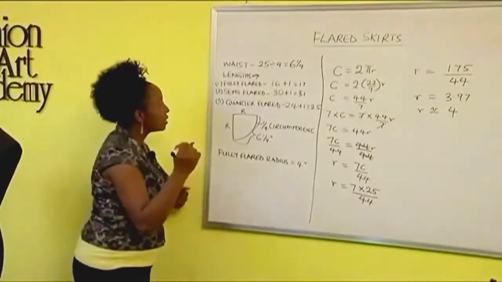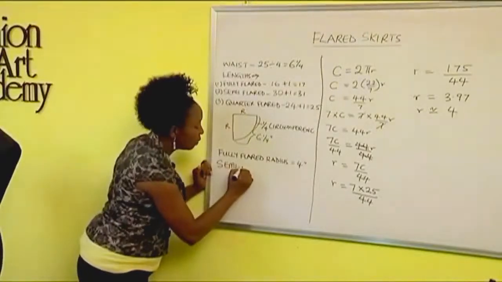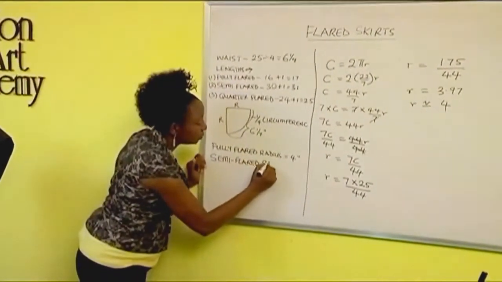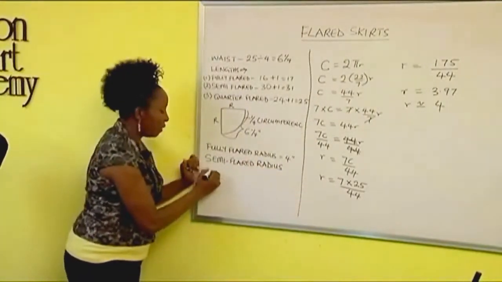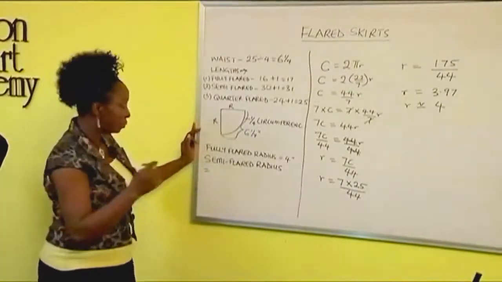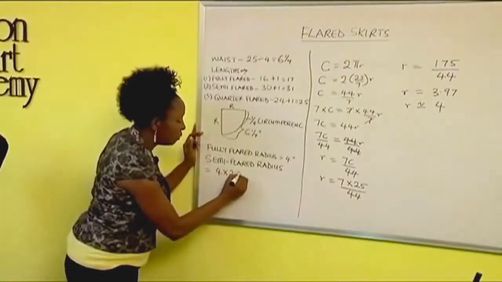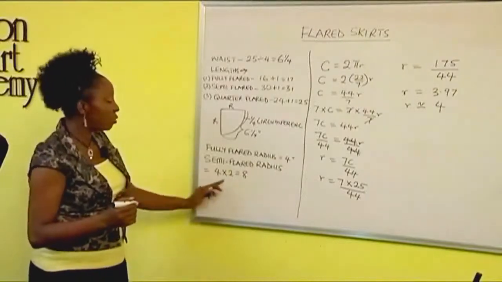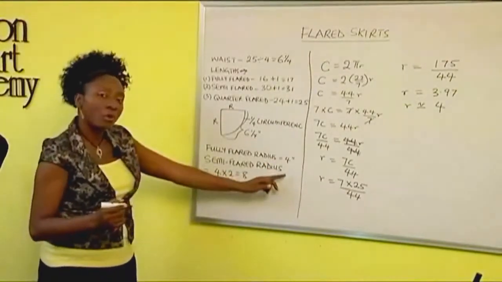So, for our semi-flared radius, what I would do is take this 4 inches I have here, and all I do is multiply it by 2. That's 4 times 2, which gives me 8. That's what I'm going to use. I'm going to use 8 inches for my semi-flared radius. I'm not going to use 4 inches.